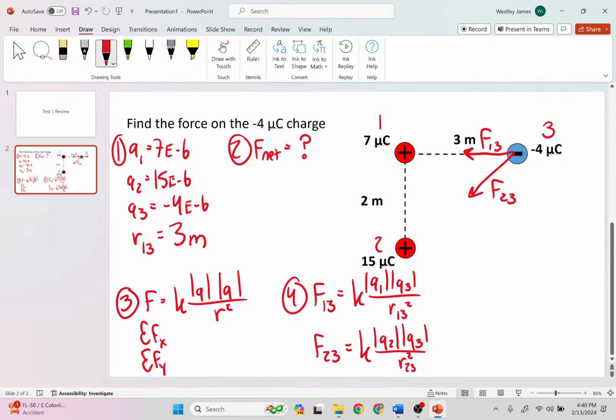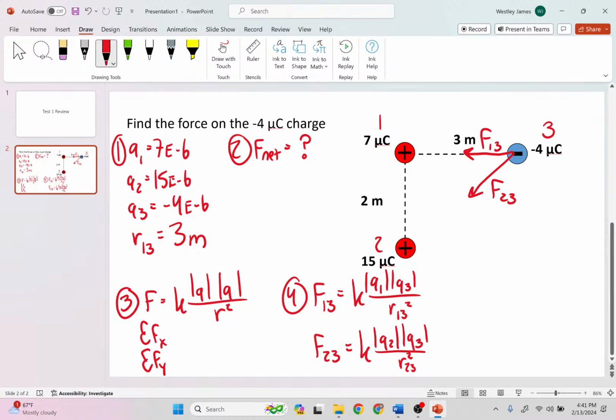And this is where we see there's one more given we need to find. Give y'all some seconds, see if you can figure out. Looking at those equations, there is one variable in there that we have not written down yet. And then think about how would you find it. So again, we have K, we have Q1, we have Q3, we have R13. We have K, we have Q2, we have Q3. We don't have R23.